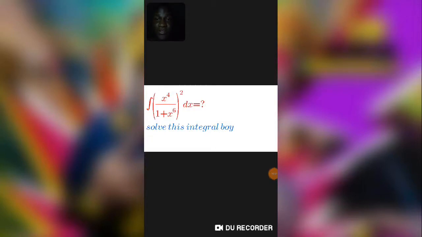Alright guys, let's solve this integral problem. We have the integral of x raised to the power 4 over (1 plus x raised to the power 6) all squared dx. So let's solve this integral.